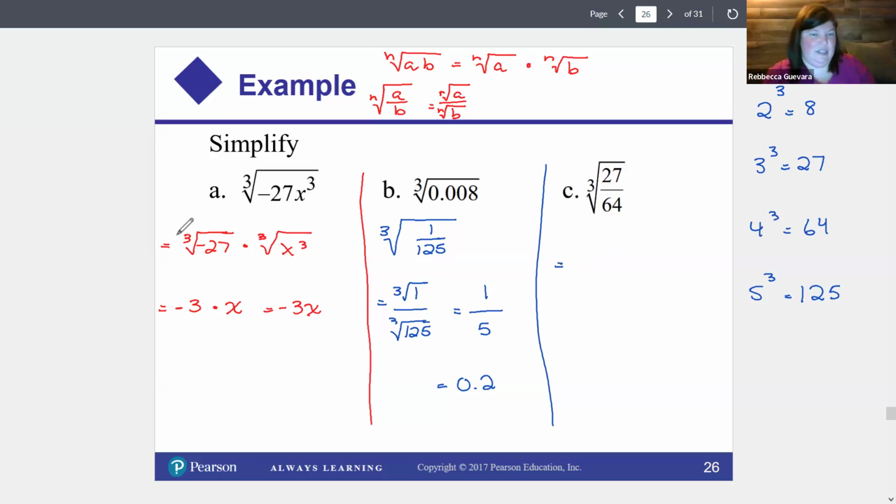So C here, let's change my color. Well, this will end up being the cube root of 27 over the cube root of 64. So 27, that's going to be 3. 64, that's going to be 4.